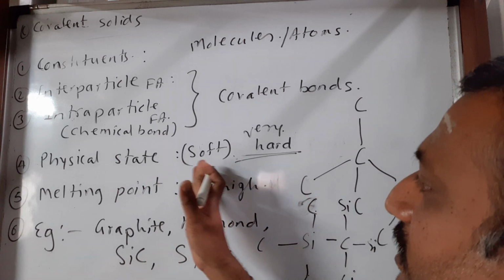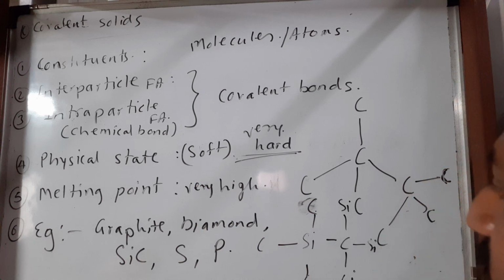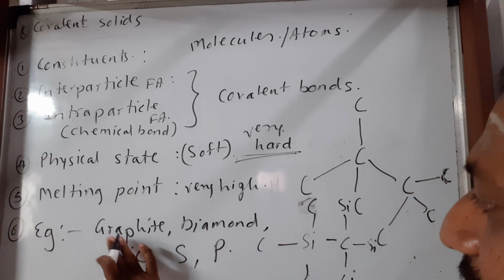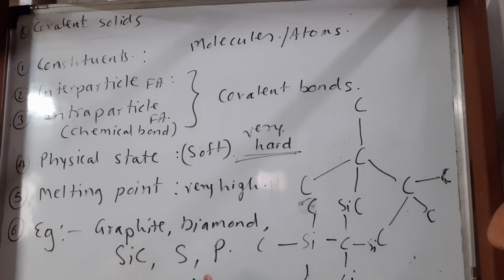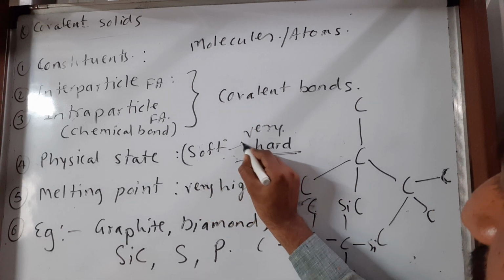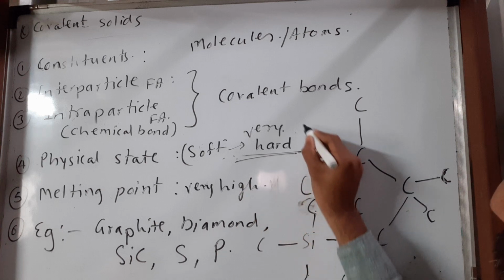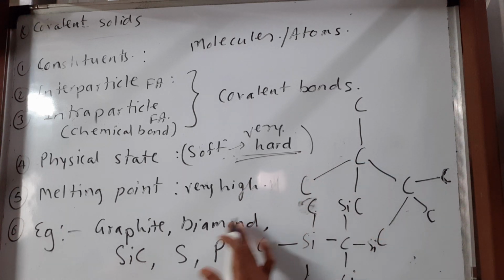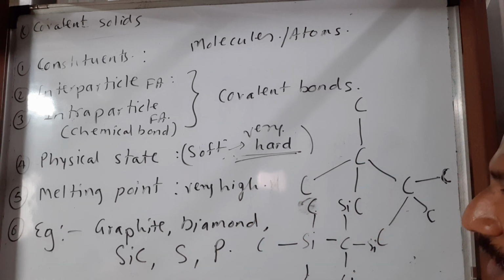There may be a little debate about the physical state. Some of them are soft, like graphite, and some allotropes of sulfur and phosphorus are also soft. You should take it as soft to very hard and underline the very hard. Generally they are very hard with very high melting points.